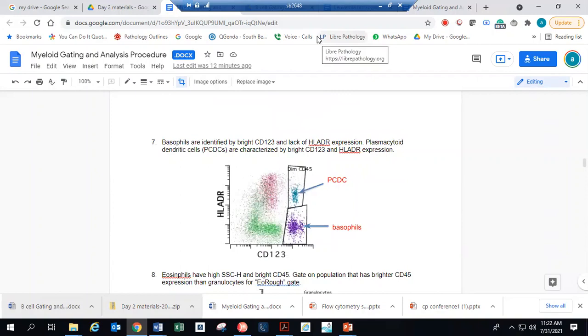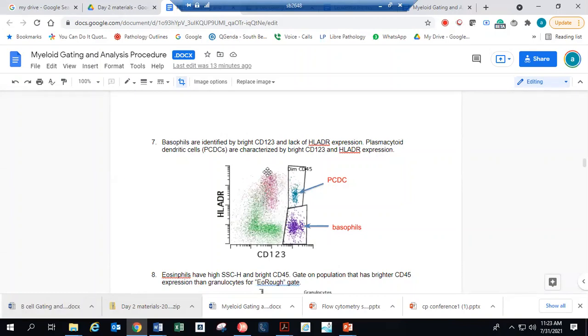So basically HLA-DR and CD123 are going to differentiate between the plasmacytoid dendritic cells and the basophils. Both of them will have CD123, so you have to kind of memorize this. The CD123 is positive in plasmacytoid dendritic cells and basophils. However, bright HLA-DR will be there in plasmacytoid dendritic cells, and the dimmer HLA-DR will be on the basophils. But again, both of them are bright for CD123.